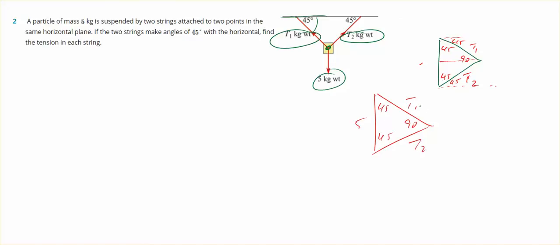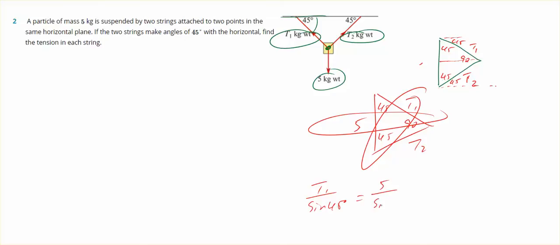Now I'm going to use the sine rule to solve this because it's a lot easier than the cosine rule. And we've got enough information to use the sine rule, because I know a pair here, I've got 5 and the opposite angle being 90, and I have one unknown and one known angle. So I can use the sine rule. Using the sine rule, I want to put the unknown at the top. So T1 divided by sine 45 degrees equals, and the other pair, 5 divided by sine 90 degrees.